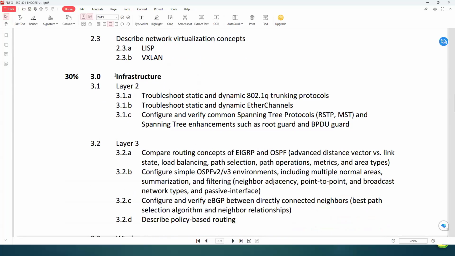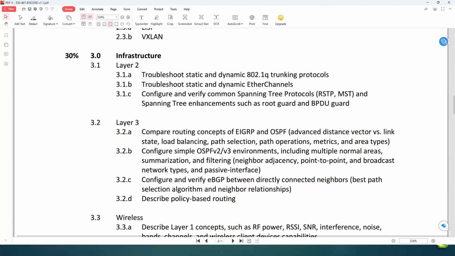Then, of course, you have infrastructure configuration, where we always have to know layer 2 information, like the trunking configuration, EtherChannels, Spanning Tree Protocol, and some of the Spanning Tree Protocol features. Now, you can see it doesn't even say whether we want to configure, troubleshoot, or what we need to do here. So, in detail, you then go into specific keywords like configure and verify RSTP and MST. So this is something we will, of course, have a lab for as well.